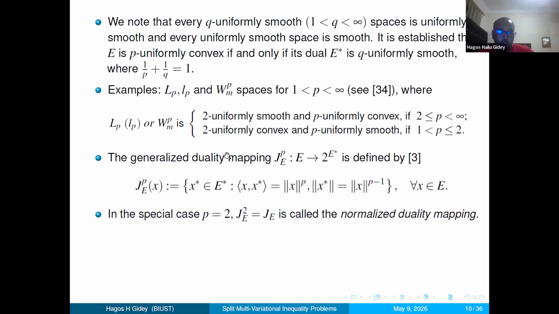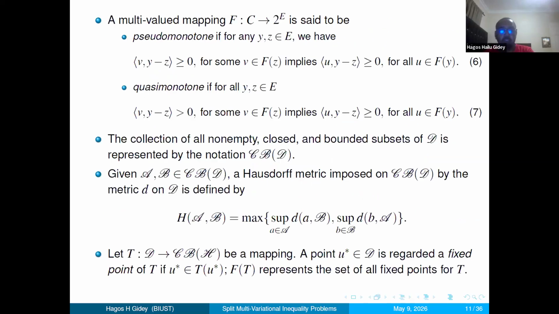Here we introduce the generalized duality mapping. We use this to help us extend the work from Hilbert space into Banach spaces. And these are some definitions for pseudo-monotone and quasi-monotone for multi-valued functions. And we introduce the Hausdorff metric defined on bounded and closed subsets of a set D. It's just the maximum of the supremum of the distance between a set and every element of the other set.